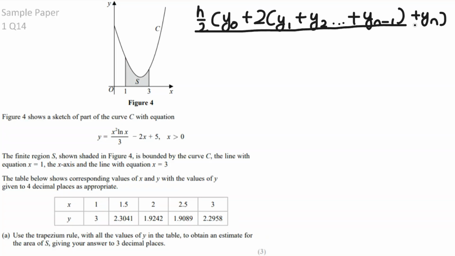So if we use this formula up here, we need to find h and we need to find the y value. So if we start with h, if you look at the x values, you can see that as we go up like this, they all have the same difference. They're all 0.5.